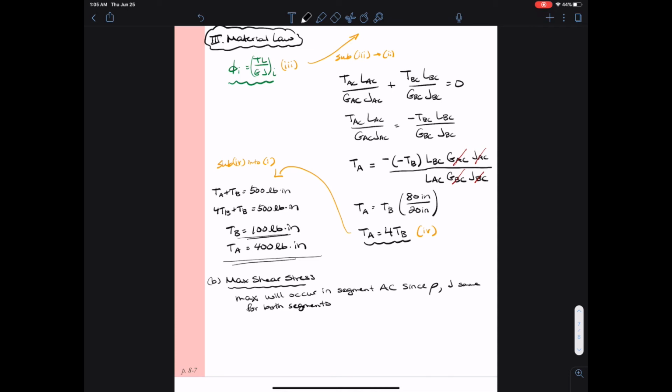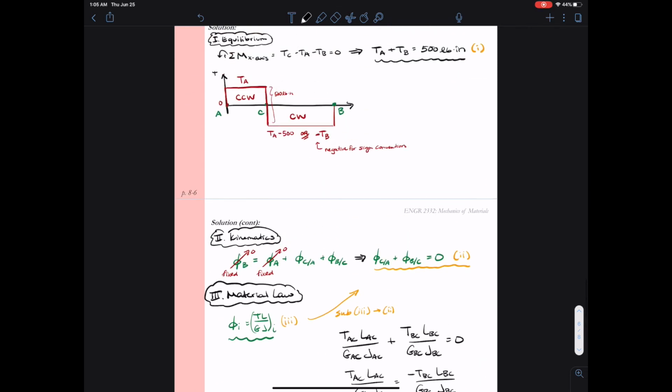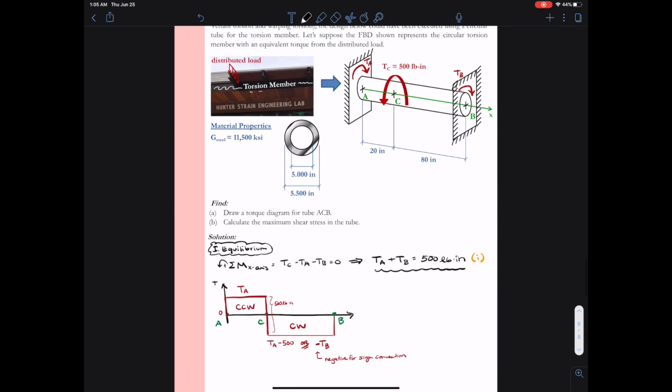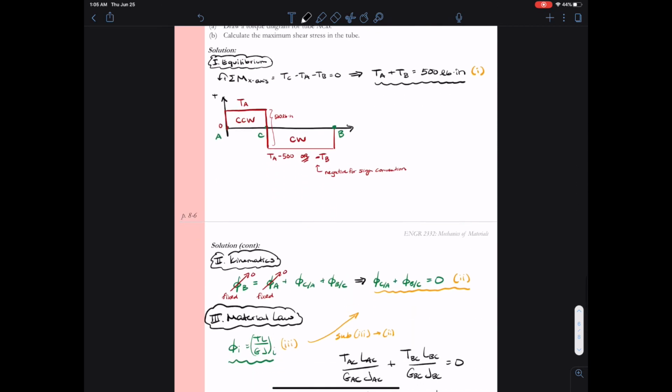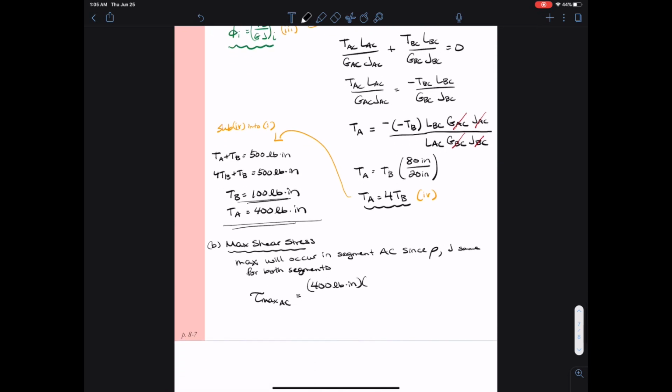So now we can solve for the shear stress on segment AC. So that is going to be equal to the torque on segment AC, which we said had a magnitude of 400 pound-inches, or the value of TA. The radius is going to be the outside radius. So that's going to be the outside diameter divided by 2. So that's going to be 5.500 inches divided by 2.